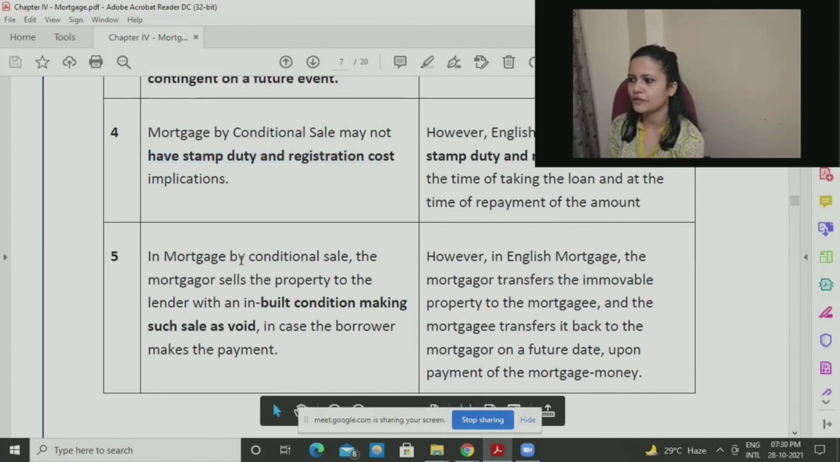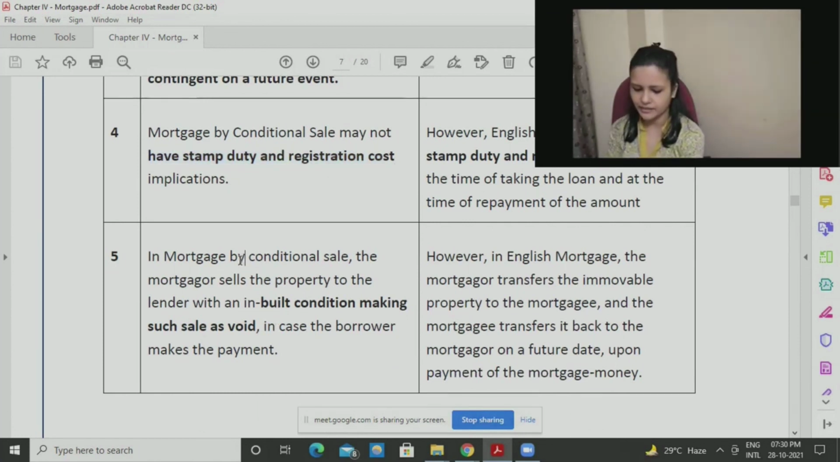Even when a person is taking a loan to buy a property, they would deposit the property documents with the bank, right? So that they cannot sell it or do anything. They need to completely repay the amount. After that only the original documents would be given back to them.